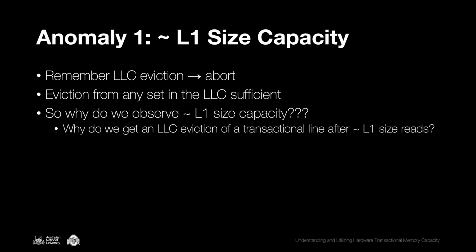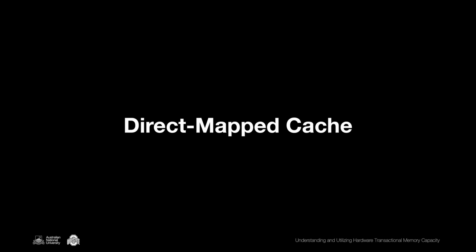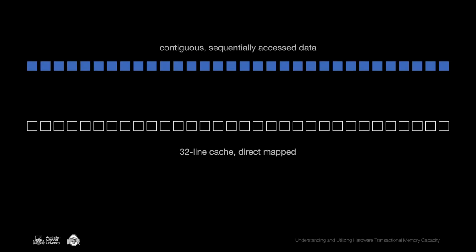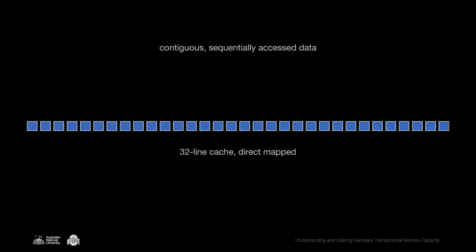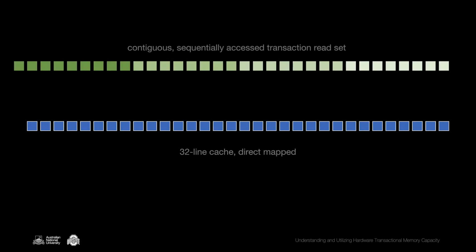How is that possible? To understand this, we need a deeper understanding of how caches work. To start, let's look at a simple example of a direct map cache. Assuming the cache has 32 lines, when we sequentially access some contiguous piece of memory, the cache lines will be loaded into the cache. Now the cache is filled with some pre-existing data, shown in blue.